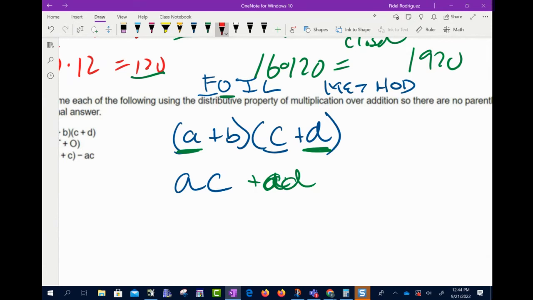And then the I stood for the inner terms. So we're going to multiply those together. So B times C is going to give me a BC. And then the L stood for the last terms. So the last terms are these over here, and that's a BD, okay?